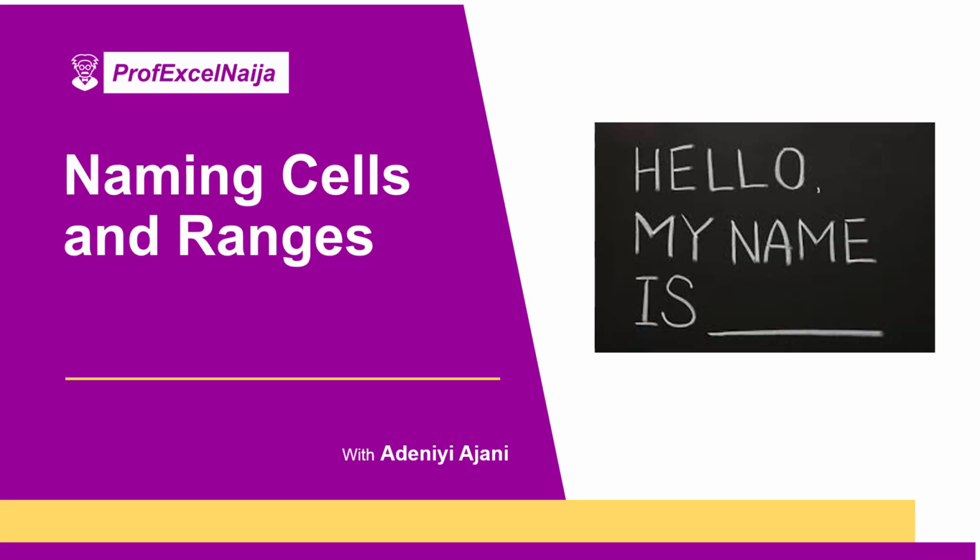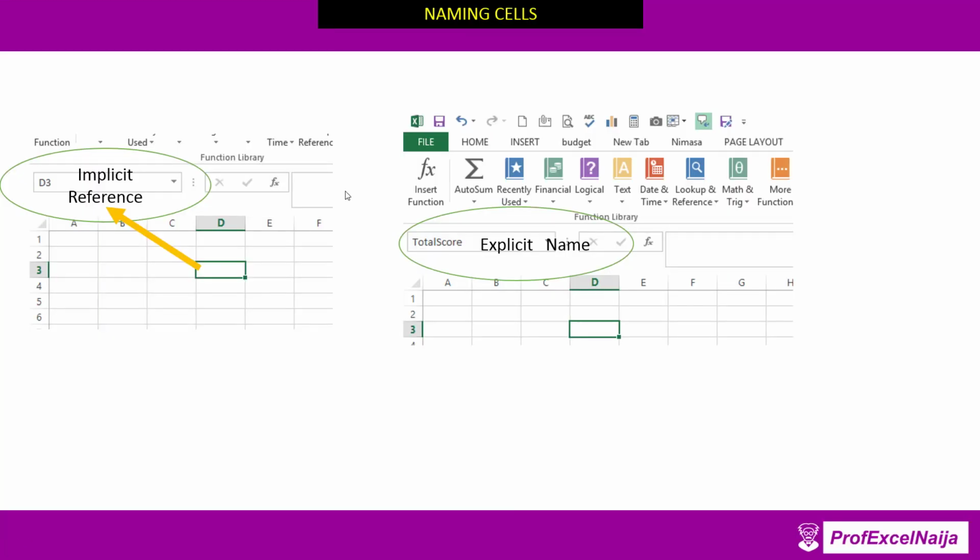Nice having you around. In this lesson, we're looking at naming cells and ranges. All the cells in Excel have an implicit reference that can be identified by the column and the row. However, you can create an explicit name for these cells that comes with benefits.